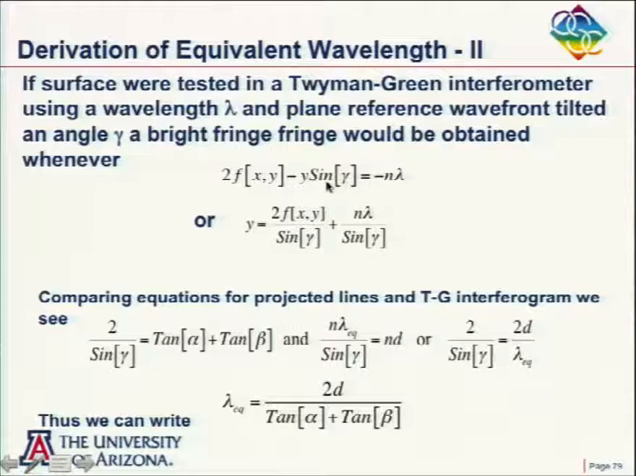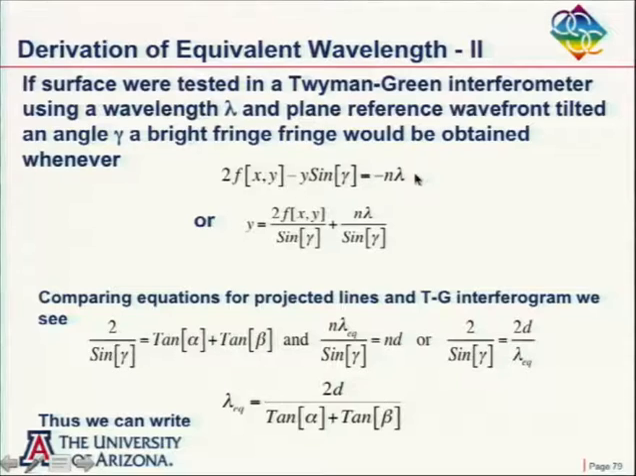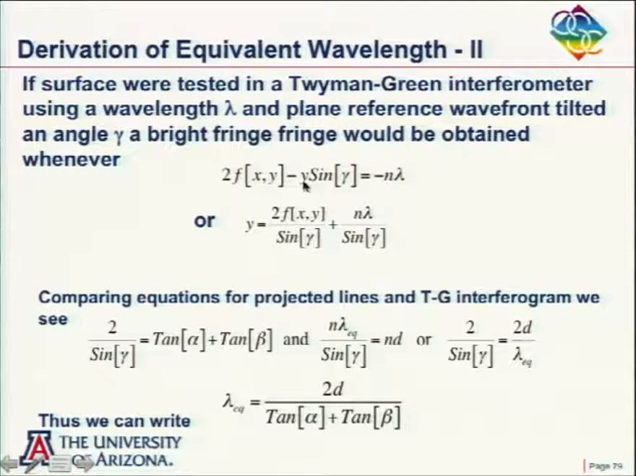And I'm interfering this beam with a plane wave, so that's a y sine gamma. So when this difference is equal to an integer number of wavelengths, I'll get a bright fringe. And instead of writing m lambda, I'm going to make it minus n. I'll simplify things in a second, but this is just some integer. It may be positive, it may be negative, it doesn't matter. So this is my equation describing the fringes I would get if I put this surface in a Twyman Green. And I can solve for y here: y is 2f of x and y over sine gamma plus n lambda over sine gamma.